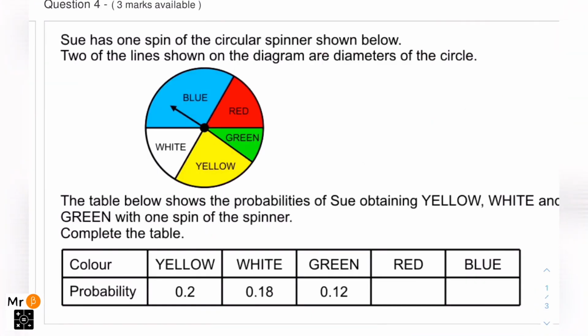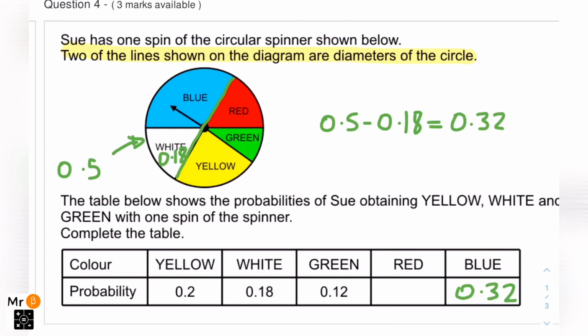Our fourth question involves this spinner. This second line is important. It tells you that the two lines going all the way through the circle are diameters. So therefore I know that the left hand side of my circle must have a total probability of 0.5 because it is exactly half of that circle. I know that white is this probability of 0.18, so if I do 0.5 subtract this 0.18, that will give me the probability of it being blue, which in this case is 0.32.